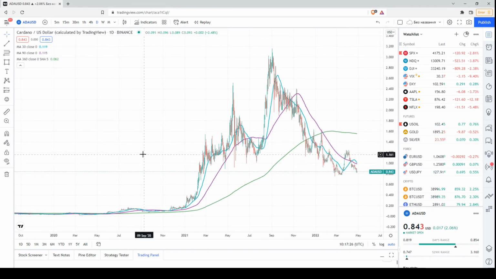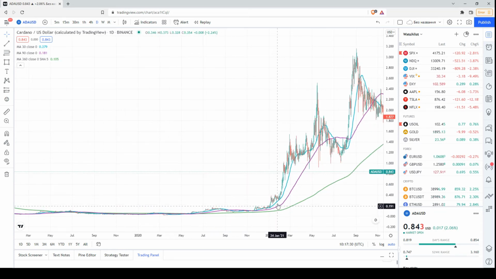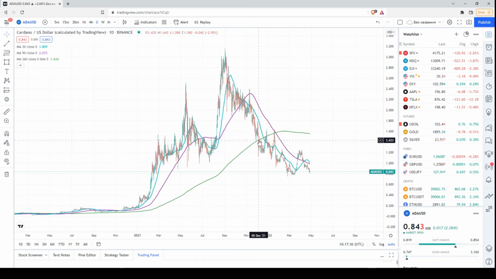And I want to highlight that during the solid price increase, the price was above all three moving averages. It was always above the green moving average. And since the beginning of December, the price has been below this moving average. So this is a bearish signal.